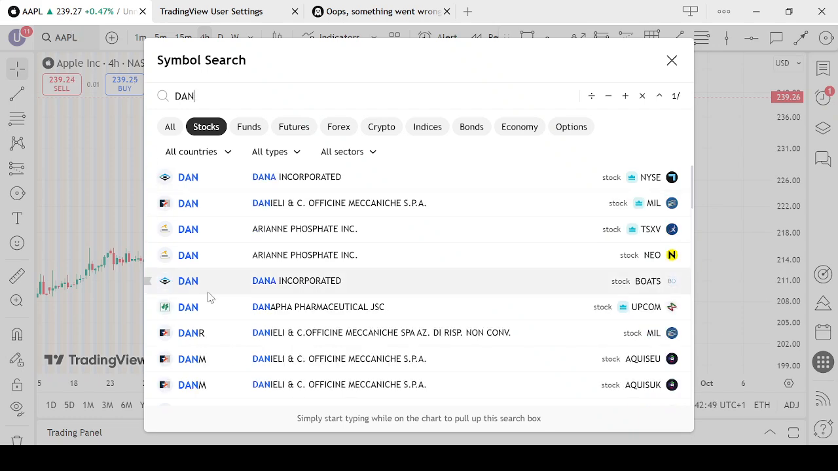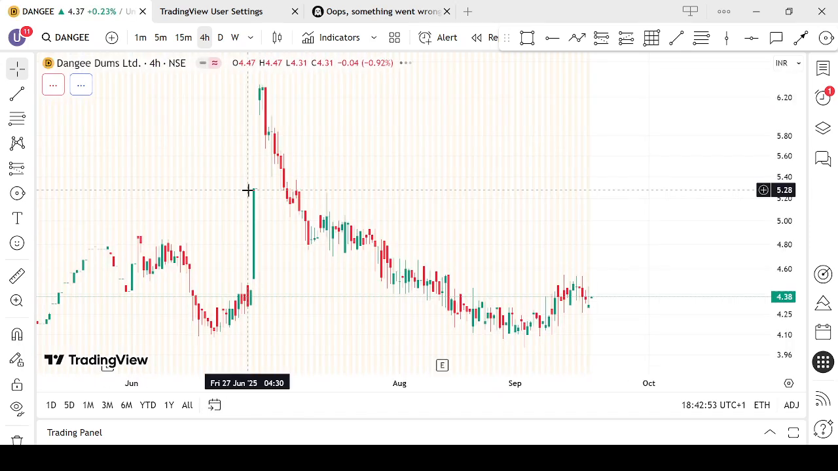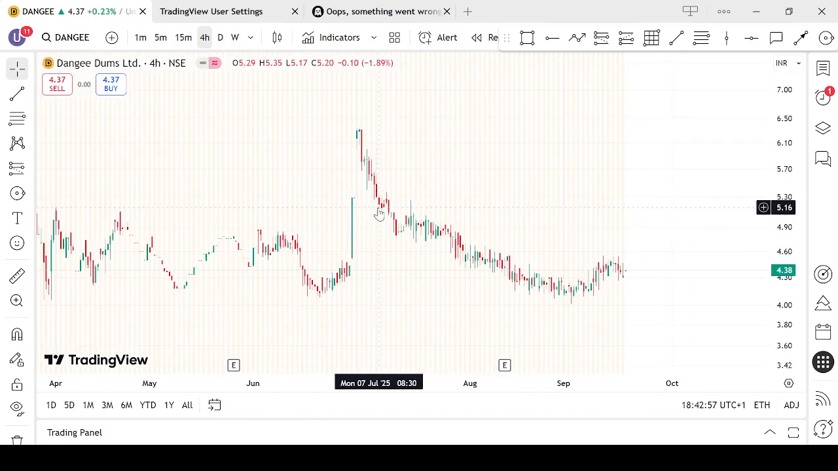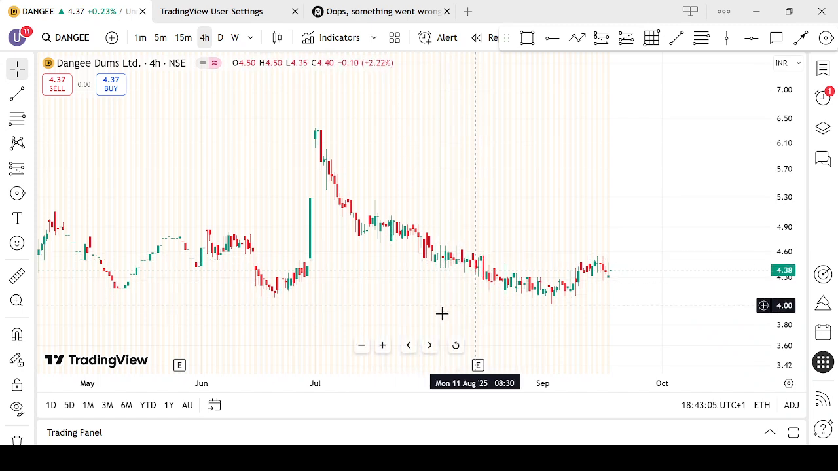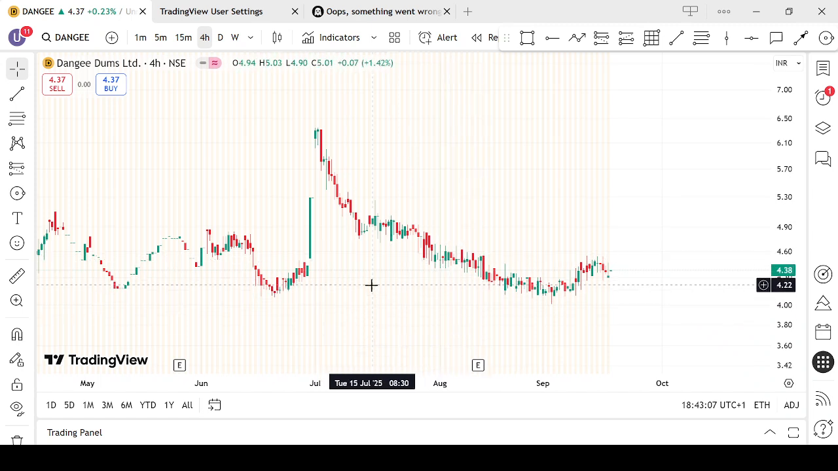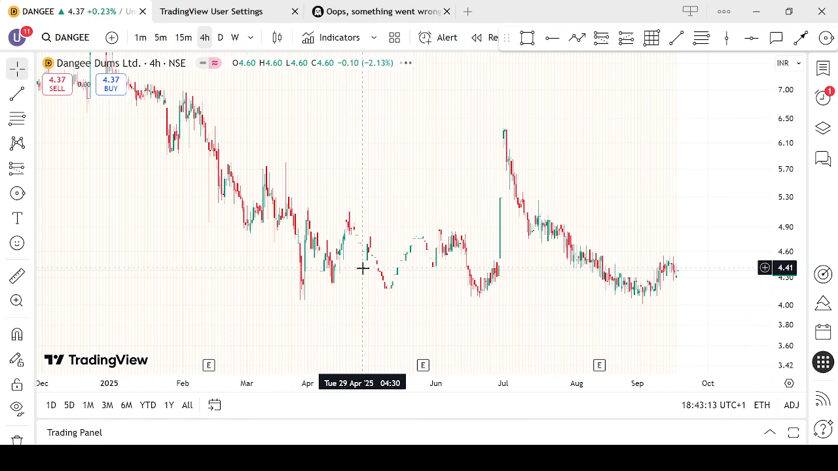Now let's look at an example. Now this is Danji stocks. You can see it has low volume of buyers and sellers. They can move sharply in either direction just by a few trades. Now this chart will help you see how quickly the price of a penny stock can change direction in a short period of time.